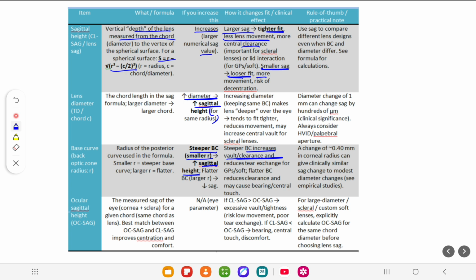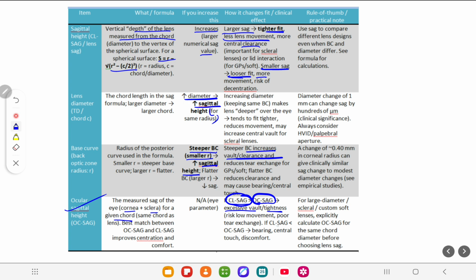Then, what is ocular sagittal height? Basically, the measurement of the sag of the eye or sclera for a given chord. That's very important when we try to fit scleral lenses. Contact lens sag minus sagittal sag should be larger than ocular sag minus sagittal sag. Excessive vault or tightness, we want that, but not heavily.